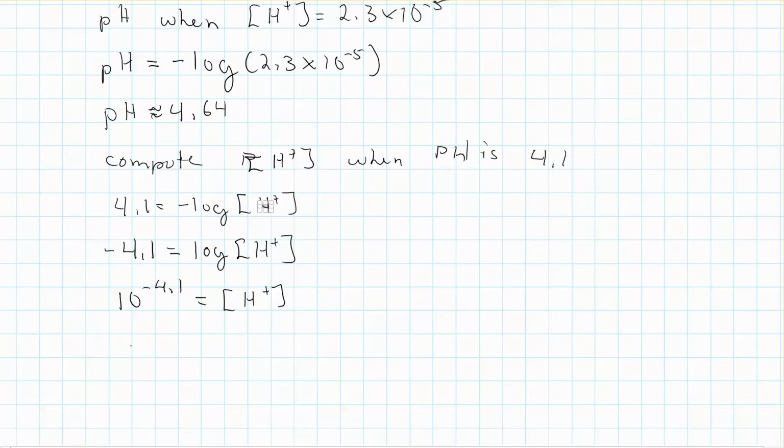You'd get 7.9 times 10 to the negative fifth power for a pH of 4.1, which makes sense because it's somewhat close to what we had when we had a pH of 4.64. And one thing you can see here is that the lower the pH, the higher the hydrogen ion concentration.